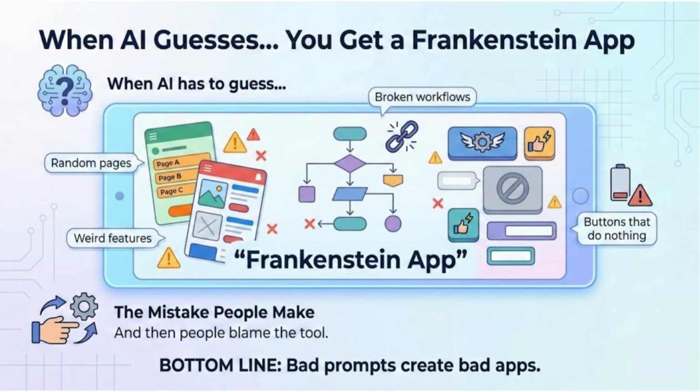But AI can't read your mind. So what does it do? It starts guessing. And when AI guesses, you don't get a clean app. You get a Frankenstein app. Random pages, weird features, broken workflows, buttons that do nothing, and then people blame the tool.